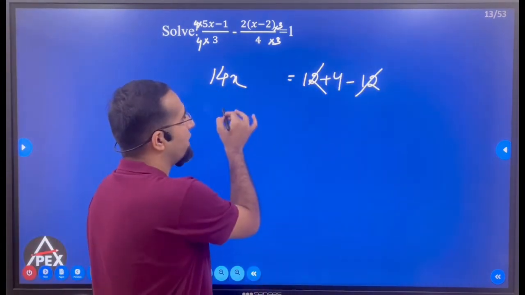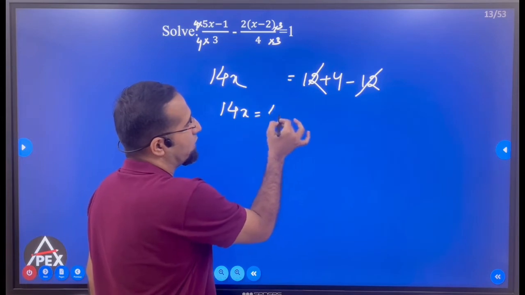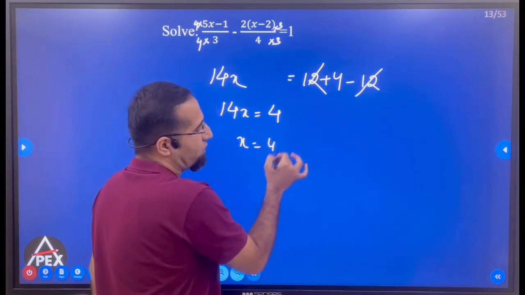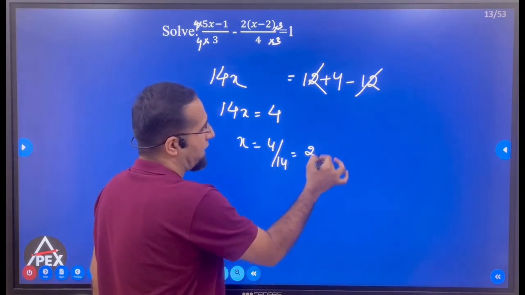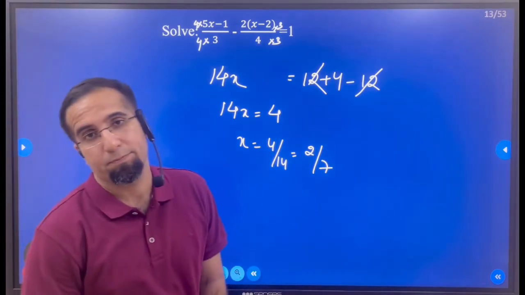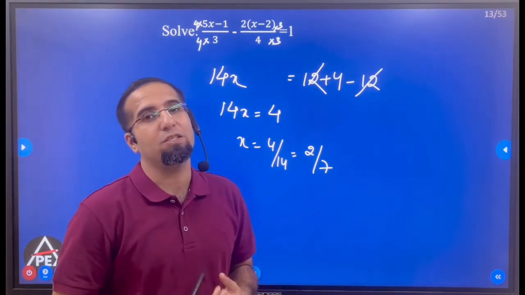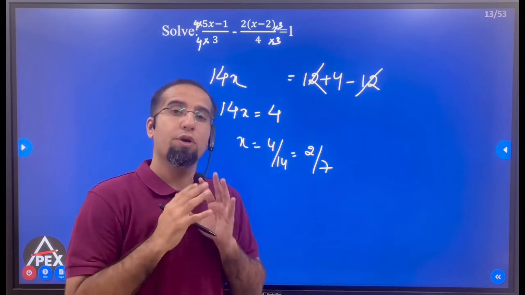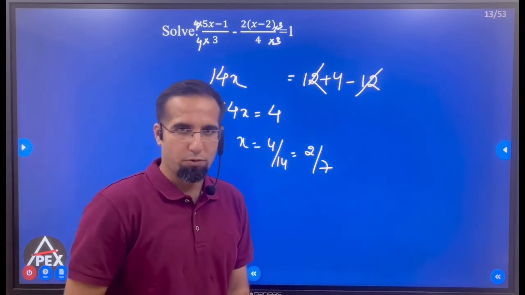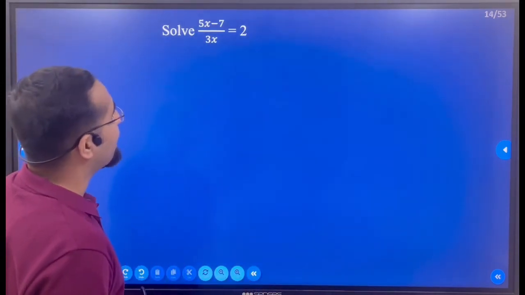So eventually what do we have? We have 14x is equal to 4, or the value of x is equal to 4 by 14, that is 2 by 7. So see to it that you are taking the least possible number of steps and also getting an accurate answer overall. Let's look at one more example in terms of fractions.